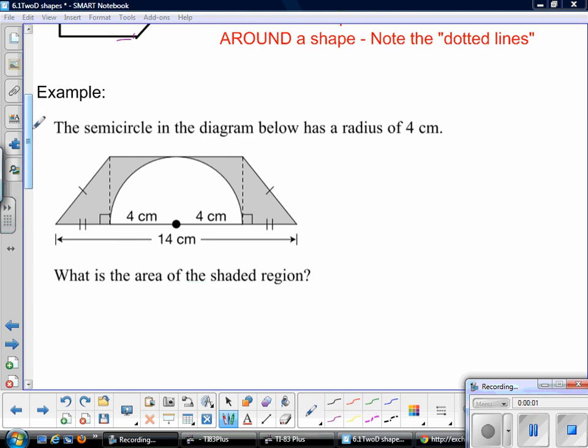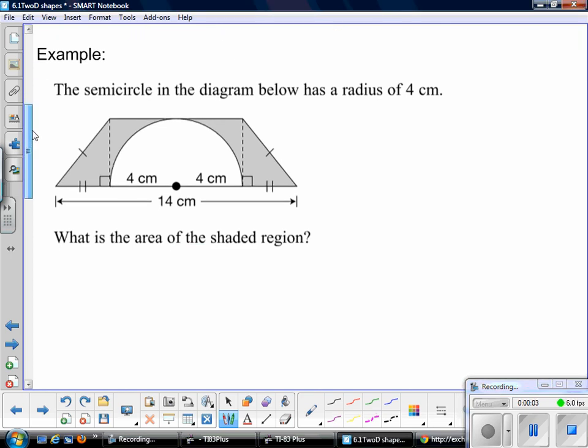All right, so let's look at our examples. Okay, the first one says the semicircle in the diagram below has a radius of 4 centimeters. Okay, so there's their semicircle. What is the area of the shaded region?